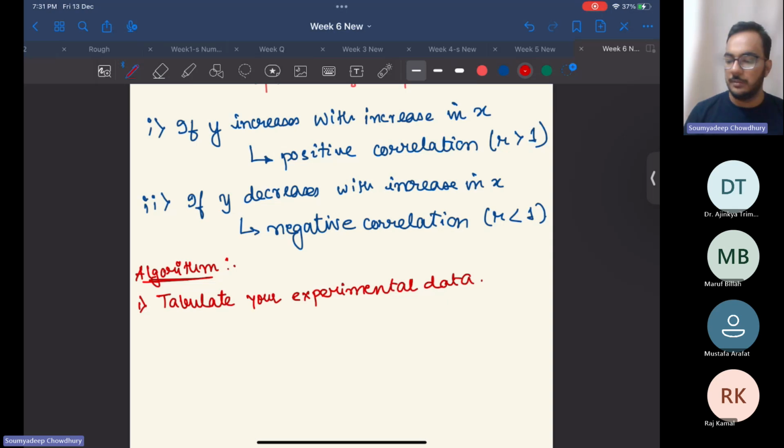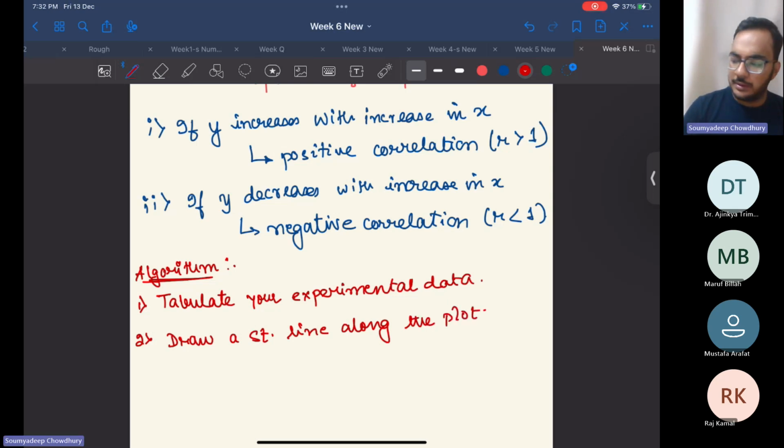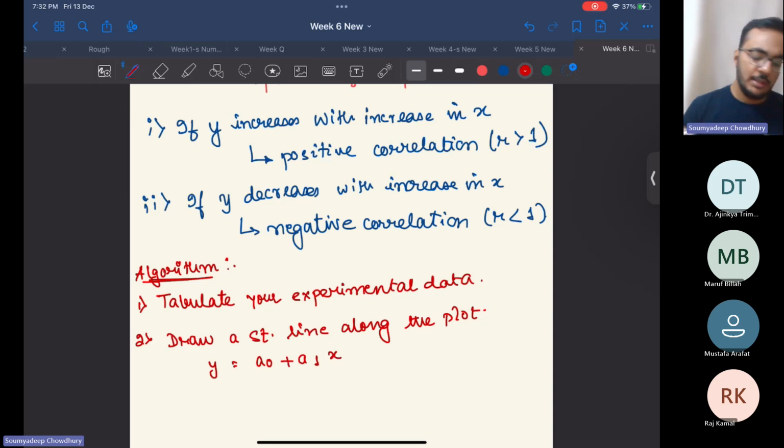First, tabulate your experimental data. Then, the second step is to draw a straight line along the plot. Let the equation be a0 plus a1x. Let this be the equation of the plot.